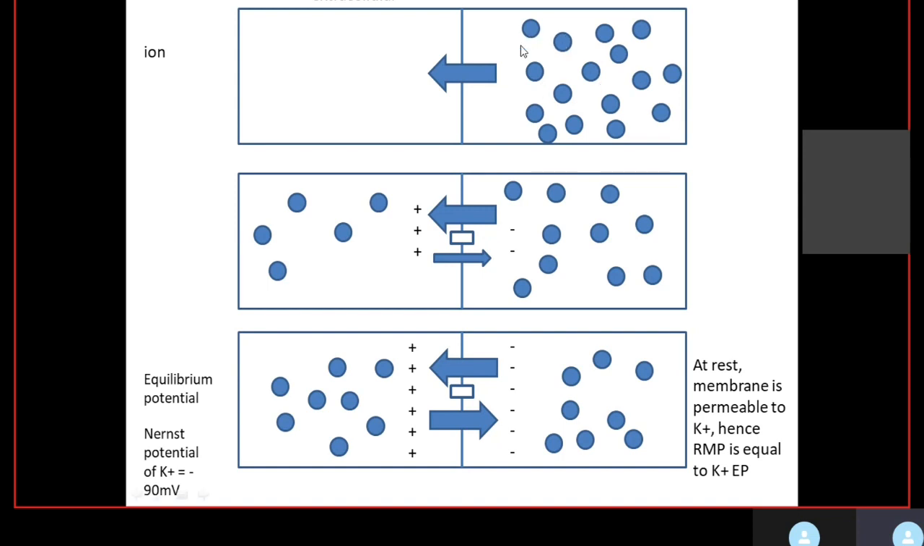So let me ask you, what do you think potassium wants to do? I have potassium in the ICF. What do you think it wants to do in terms of movement? Where does it want to move into?